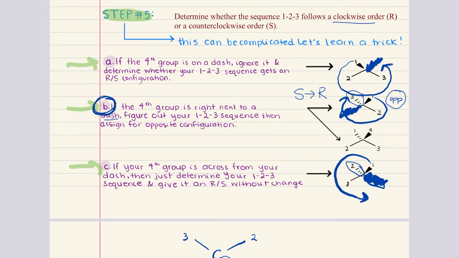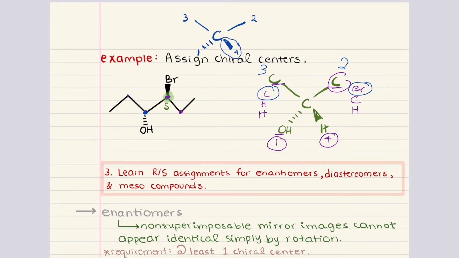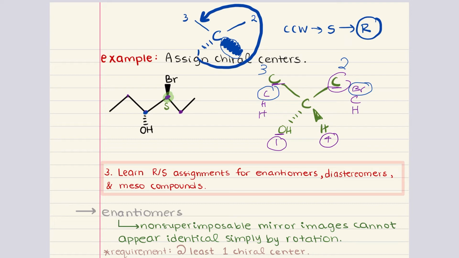If the fourth group is next to a dash, we want to figure out our 1, 2, 3 sequence and then assign for the opposite configuration. So we're going to ignore group 4. We're going to draw our arrow from 1 to 2 to 3. This is counterclockwise, so it would typically be given an S, but in our condition, we're going to give it an R since the fourth priority group is not on a dash, but next to it. So this chiral center is R. This one's S, and this one is R, and we have completed this practice problem.